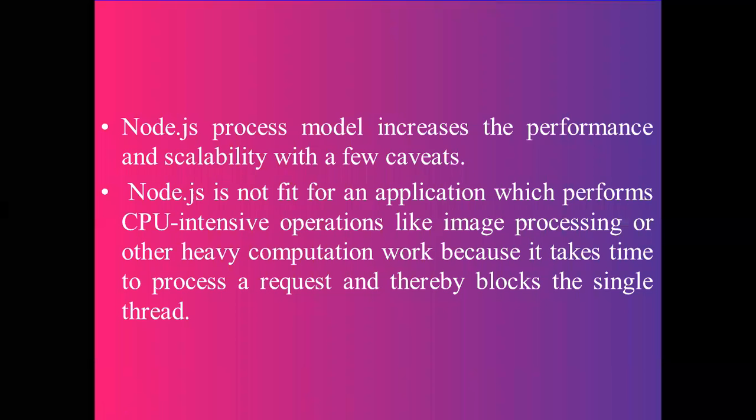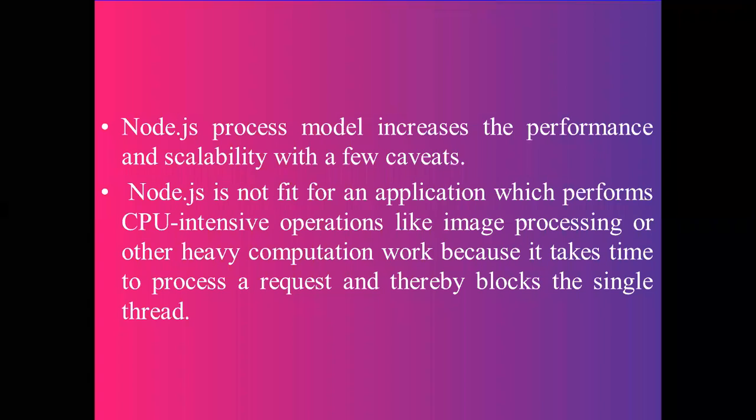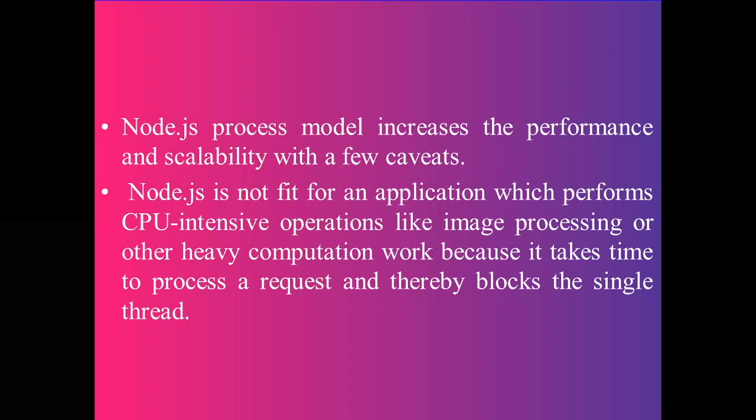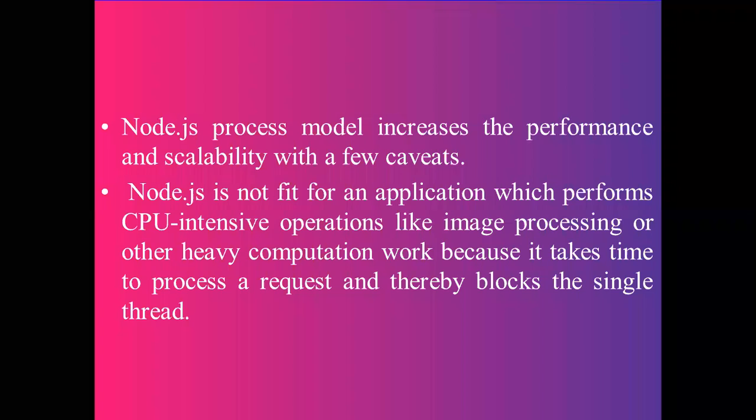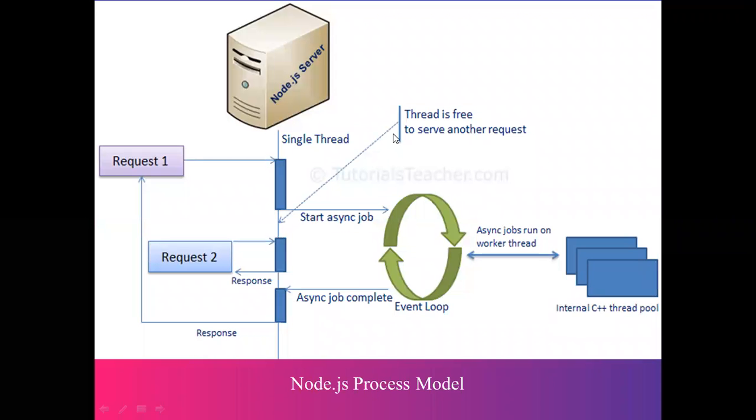Node.js is not fit for an application which performs CPU intensive operations like image processing. It is not suitable for this kind of application, or any heavy computational work, because it takes time to process a request, and thereby it blocks the single thread. If we use the Node.js process model, which uses a single thread, for heavy applications like image processing, it is not suitable because there is a heavy load on the server for processing those requests or images.